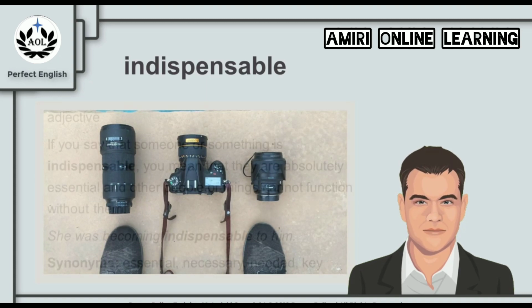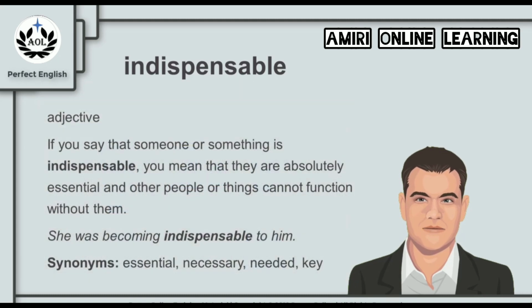Let's find out. Now, indispensable is an adjective. If you say that someone or something is indispensable, you mean that they are absolutely essential and other people or things cannot function without them. For example, she was becoming indispensable to him. He could not function without her. And synonyms for indispensable are the words essential, necessary, needed, and key.